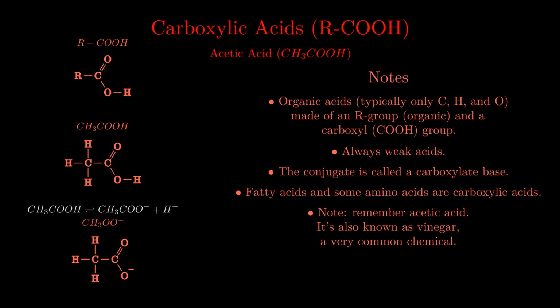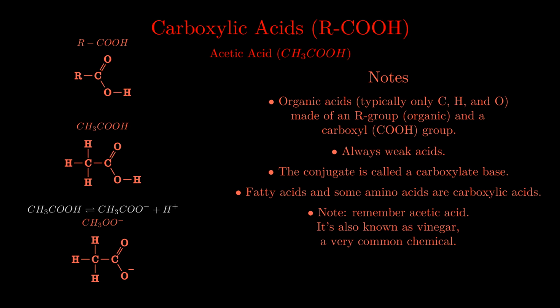Made of an R group, which is the organic part, and then a carboxyl group, which is the COOH. And then they're always weak acids. You won't ever really see strong ones. I don't think any of them actually exist. And then the conjugate is called a carboxylate base. So it's not a carboxylic base, it's a carboxylate base. That's just because it can now accept an H plus and turn the solution less acidic.